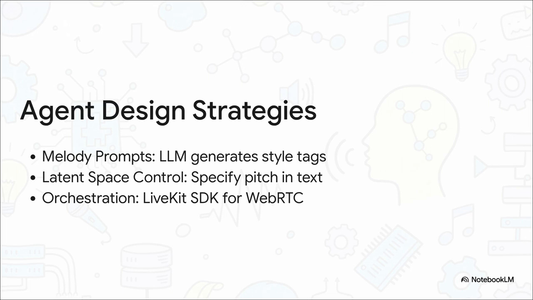Well, here are the advanced strategies. First, melody prompts. You literally program your LLM to analyze the user's mood. So if the user sounds happy, the LLM autonomously generates style tags, appending commands like [upbeat, high pitch] to the synthesis request. Second, we use latent space control. With models that are heavily influenced by the Prompt Singer research, you can actually specify pitch changes, like +2 or set the volume to soft, directly within the text string itself.